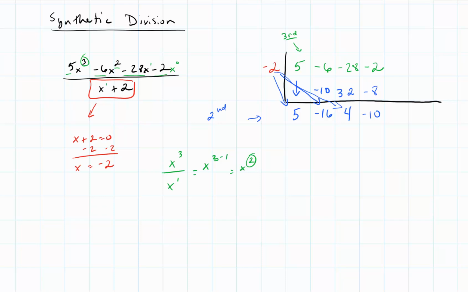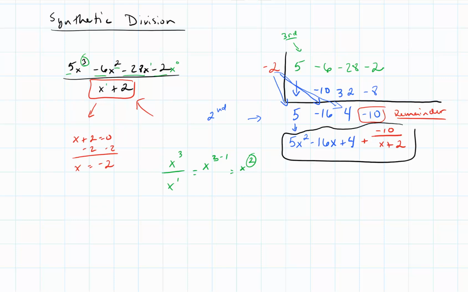Well, like I said, this is a second degree polynomial, so since the 5 is the leading term here, I know it's going to be 5x squared minus 16x plus 4, and then, oh, that -10, that must be my remainder. And of course, we can write out the remainder as just adding -10 over our divisor, or that factor that we were dividing by, x plus 2. And that is how you can divide using synthetic division.